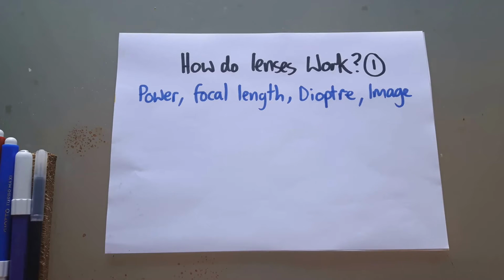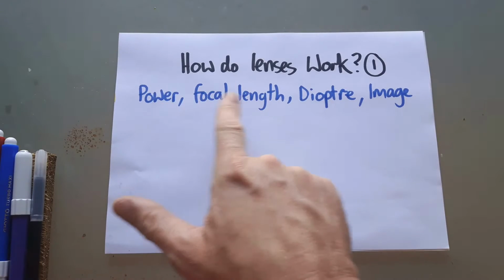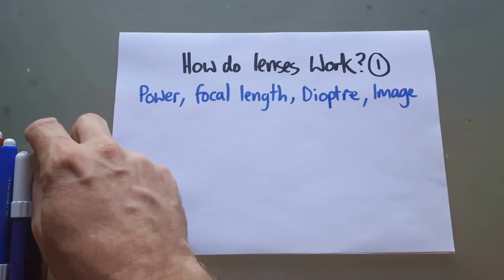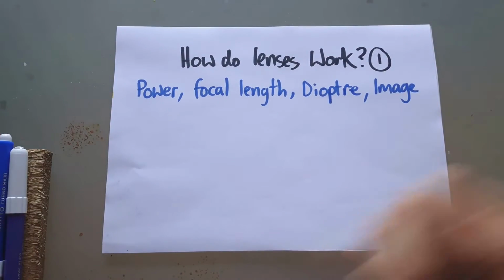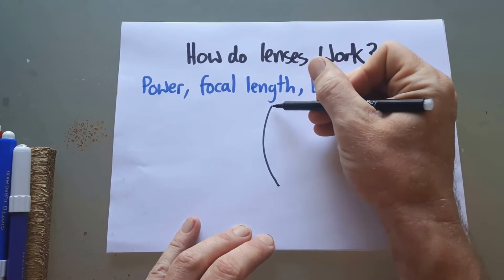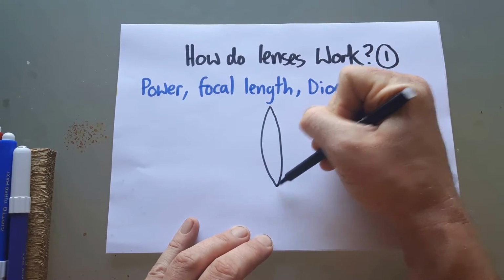So this video is about how lenses work. We're going to look at power, focal length, diopter, and how you construct an image. So let's start off with a basic lens. The lenses that we're going to be dealing with are all this shape, a convex lens.